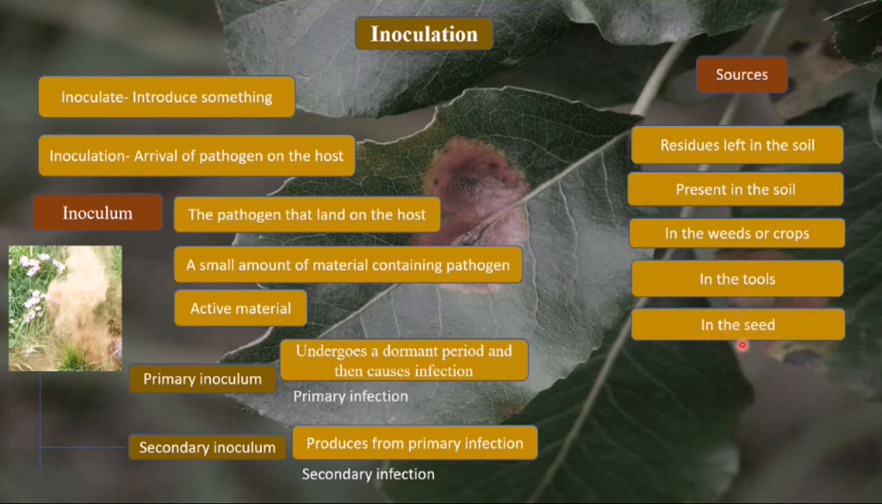It could also infect seeds of plant. So the seeds, when you grow next time, that seed would already be infected, and when that seed is grown, the plant would be a diseased plant.